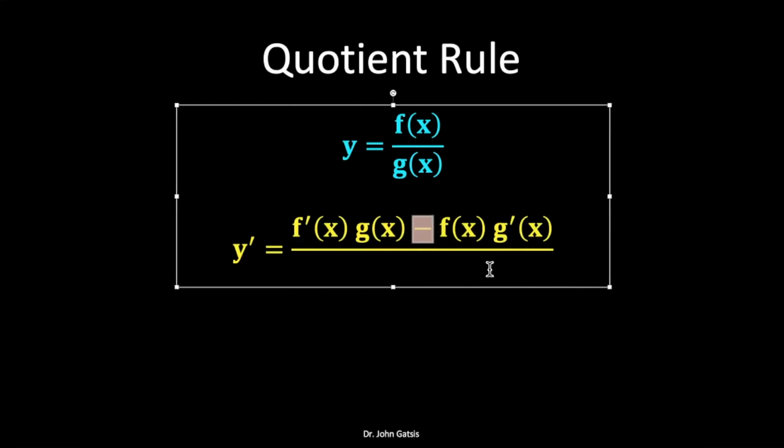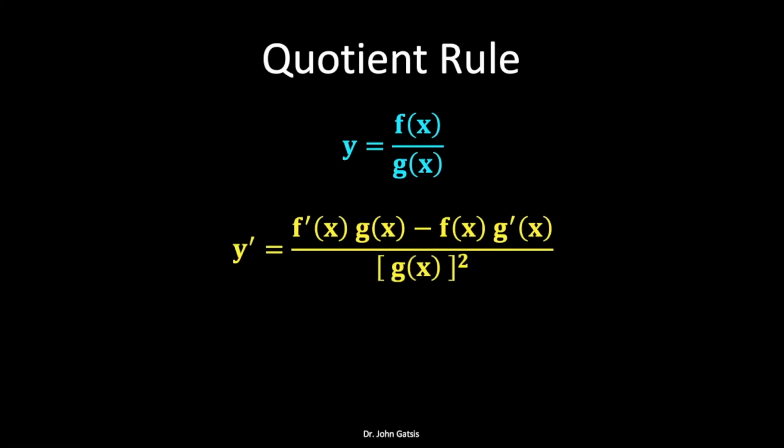In this negative sign, we see that the order matters in terms of taking the derivative of the numerator first. With the product rule, it didn't matter which derivative you took first, but in this case, let's take the derivative of that numerator first. The denominator of the derivative is the original denominator all squared.